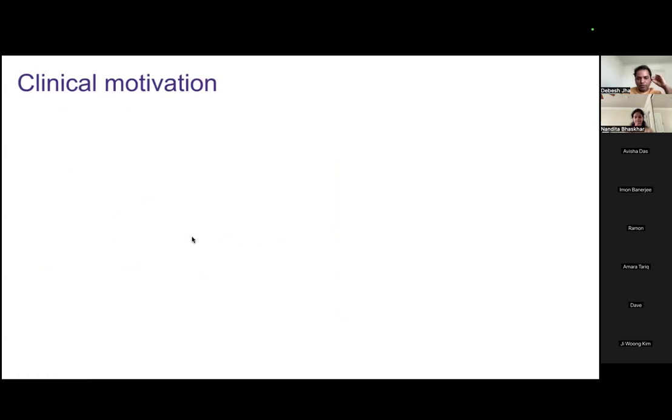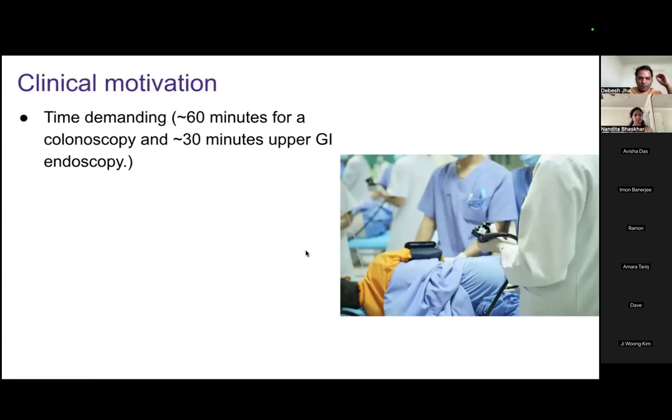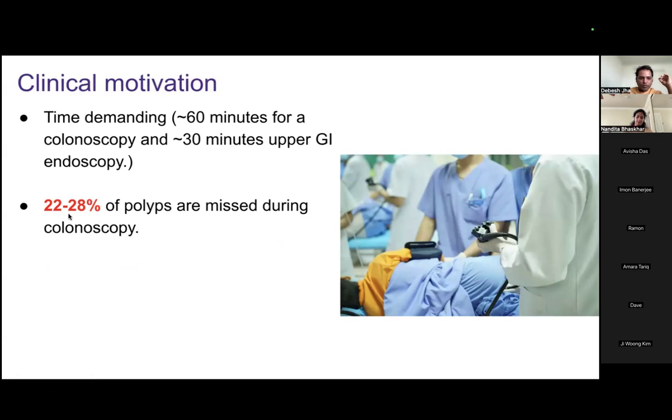In gastroenterology, we'll mostly focus on colonoscopy. Colonoscopy is time demanding. It takes about 60 minutes for a colonoscopy and 30 minutes for upper GI endoscopy. The miss rate is around 22 to 28% in the clinic, which means if 4 patients go to the clinic, for one of them it is highly likely that the lesion has been missed. And there is a large interobserver variability.